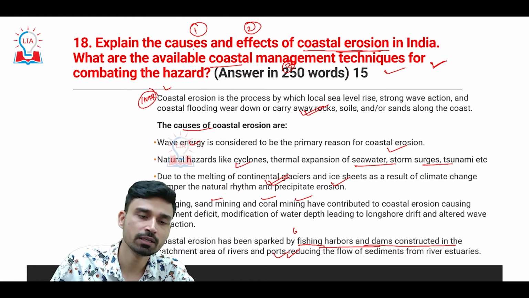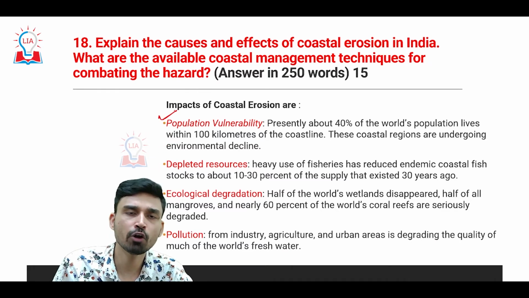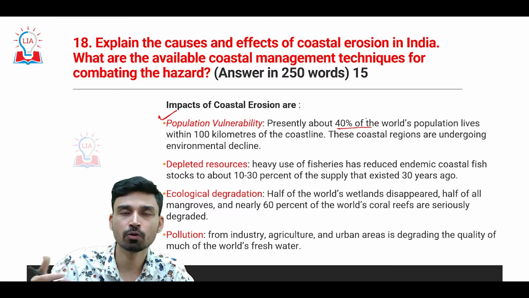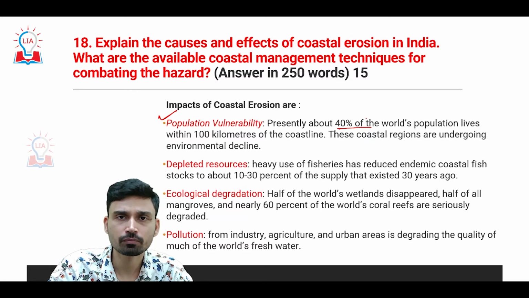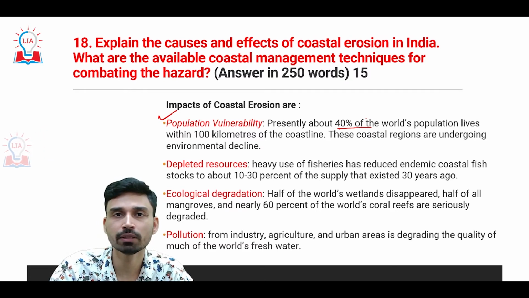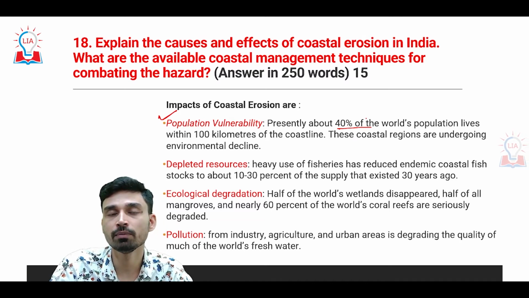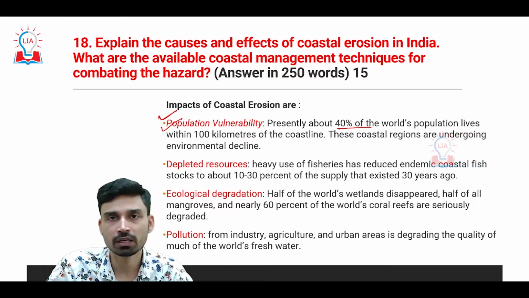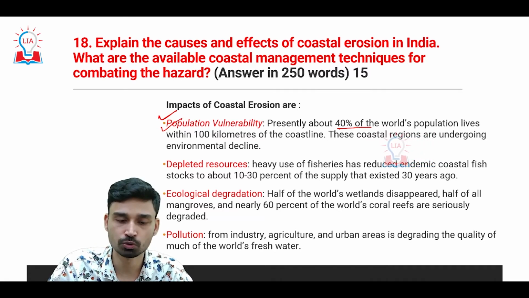Once you have established the causes, then you can talk about the effects. The effect is simple: a large number of people are living in the coastal areas, so they will become vulnerable because they have to be displaced from the areas they are occupying. Recently we have seen cases in Australia where the cliffs are about to disintegrate, and a lot of houses worth millions and millions of dollars were destroyed. So that is because of coastal erosion: vulnerability to property, vulnerability to the economy, as well as vulnerability to the population residing in the coastal areas.